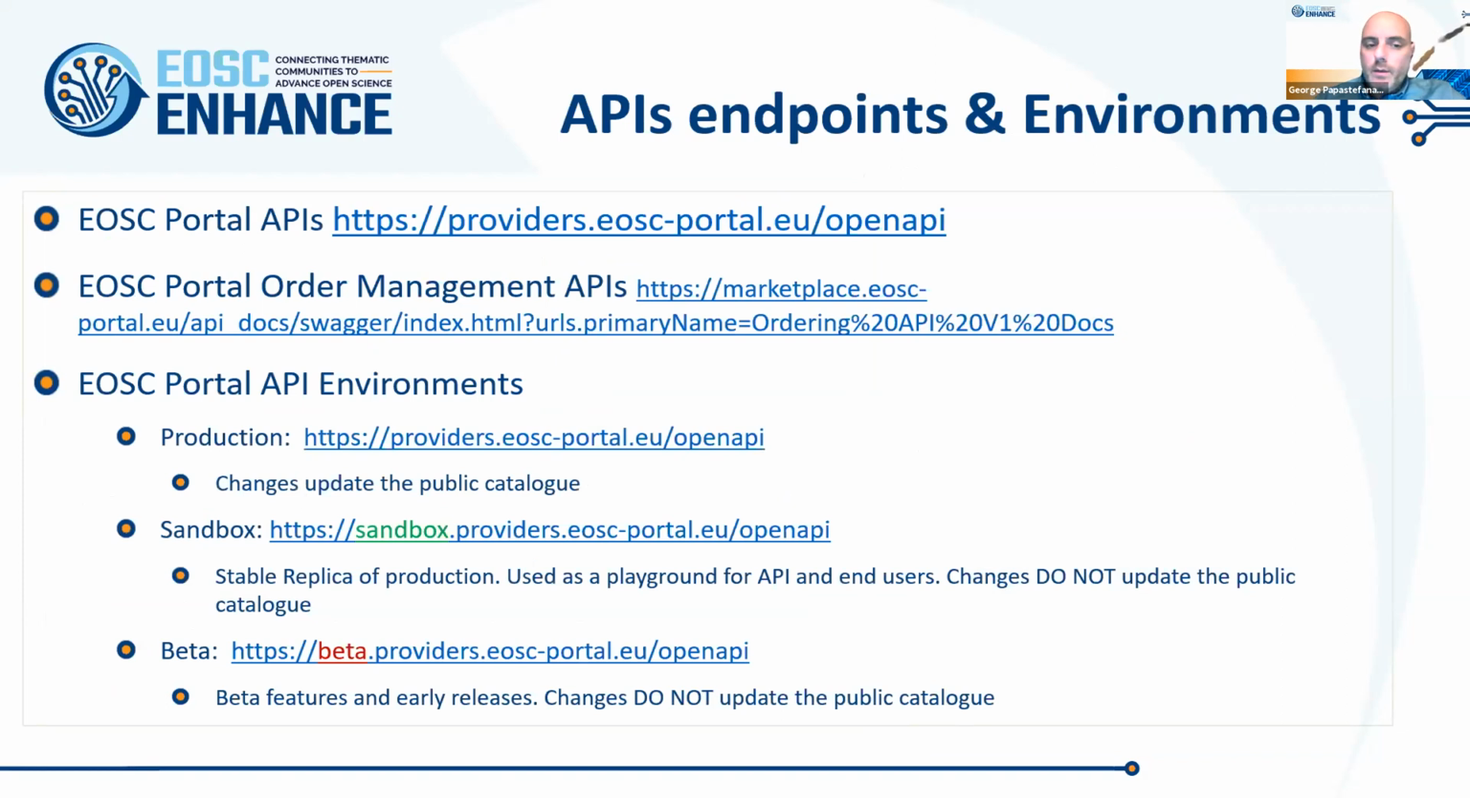The production one, where you can do all changes, and these are reflected in the live catalog, but also you can start playing in the sandbox, which is a stable replica of the production, and you can use it as a playground, especially for the APIs. Finally, we have beta. Beta is an environment where we put early releases, features that are not very stable, and we ask beta users to test it. And of course, you are more than welcome to test beta features.